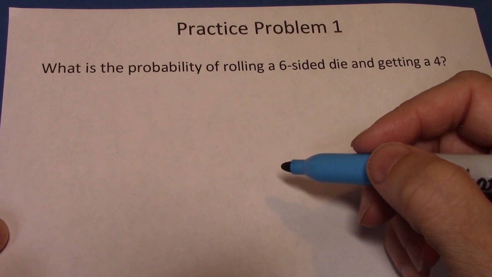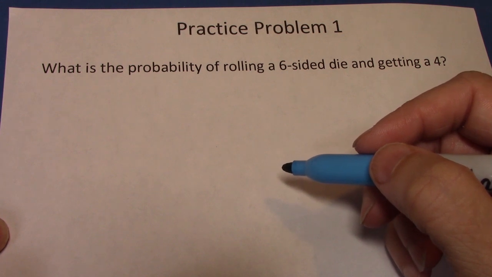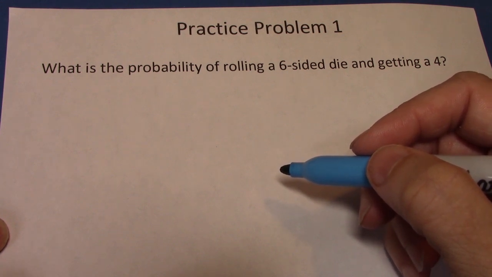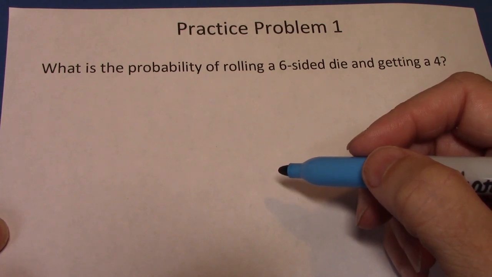Welcome back to math. This is section 13, the practice problems for probabilities, combinations, and permutations. Problem 1 says, what is the probability of rolling a six-sided die and getting a 4?